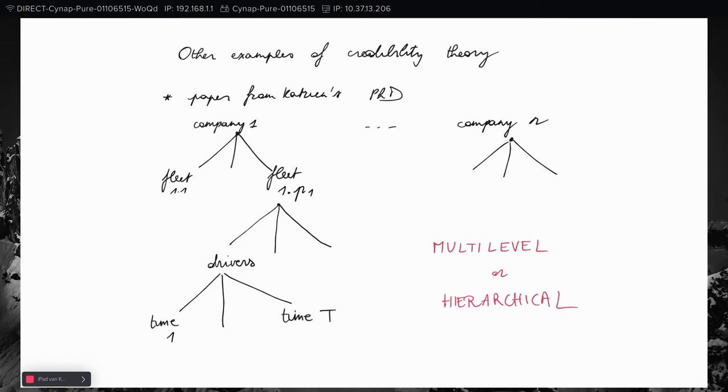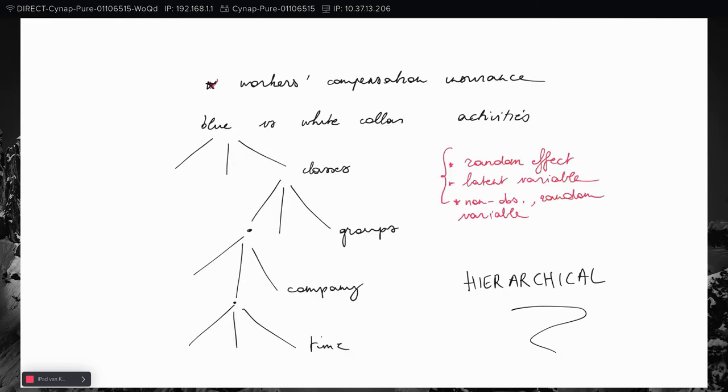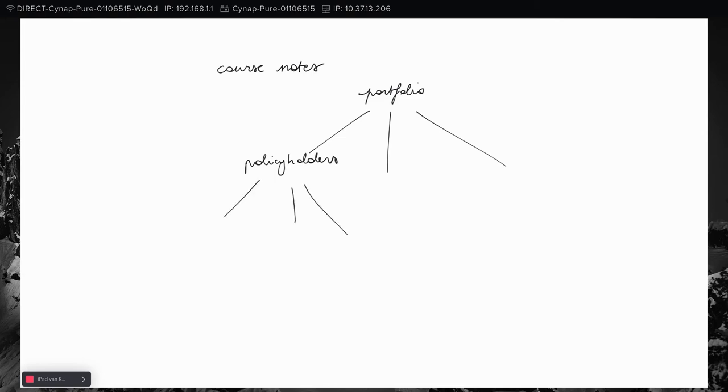So, Leni, that's a good question. Because the example that we're going to treat in the course notes is a simple setting where we're going to say I've got, let's say, one portfolio, so one product, one company. And in this portfolio, I have several policyholders, right? And each of them followed over time. Time t, policyholder i, right? And that's the setting that we're going to look into.